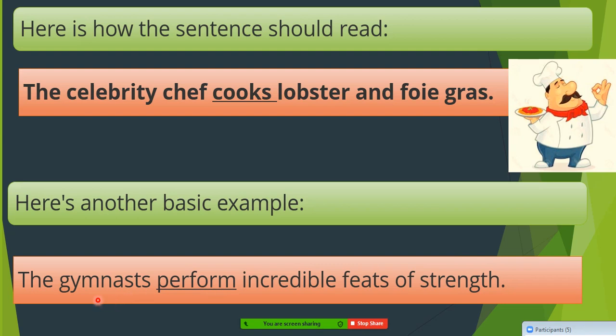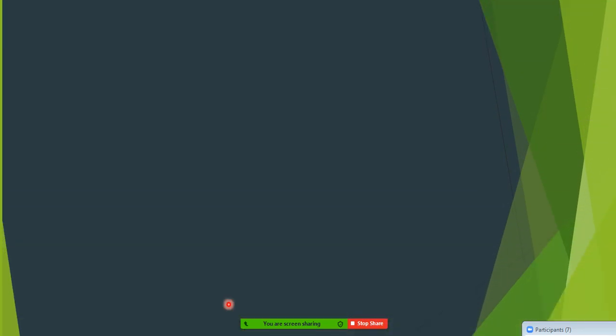Yeah, the gymnasts are the subject of this sentence. And where is the action? Perform. Yes, perform. So what you said the mistake is perform. Why? Because it's singular. Yes, excellent. And the subject is plural. So what should the correct form be? The gymnasts performs incredible feats of strength.